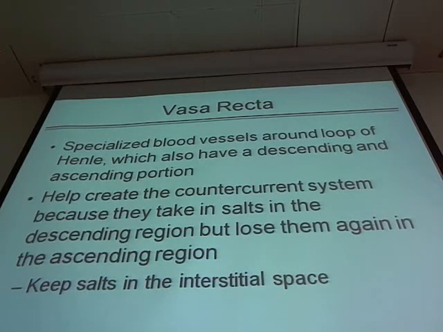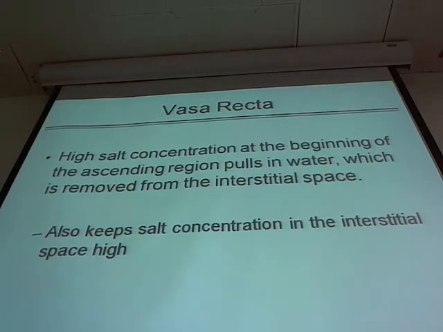Vasa recta, specialized blood vessels surrounding the loop of Henle, have a descending and ascending part. They help create the countercurrent because they take in the salts in the descending region but lose them in the ascending, keeping the salts in the interstitial space. If they take the salts in, the water is going to follow it in. High salt concentration at the beginning of the ascending limb pulls water, which removes it from the interstitial space. The water comes out of the nephrons into the interstitial space. The vasa recta has taken the salt and it's pulling the water in. You don't want the water in the interstitial space. You want it back in the capillaries.